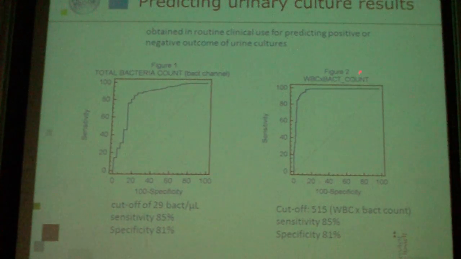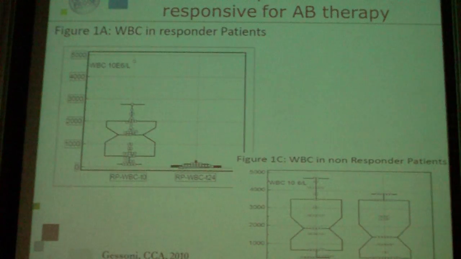When you add white blood cells to that model, it's even better, with better overall sensitivity and overall area under the curve. You could use this flow cytometry also in another way. You could use it to predict the efficacy of antibiotics used.